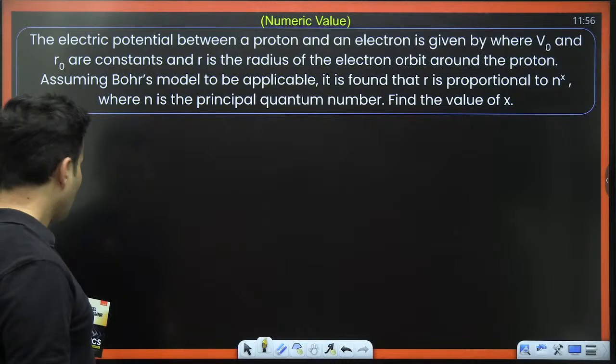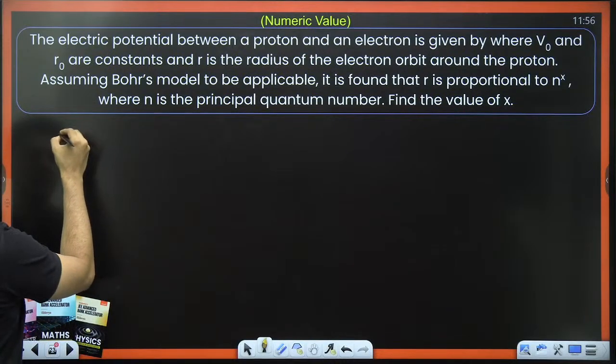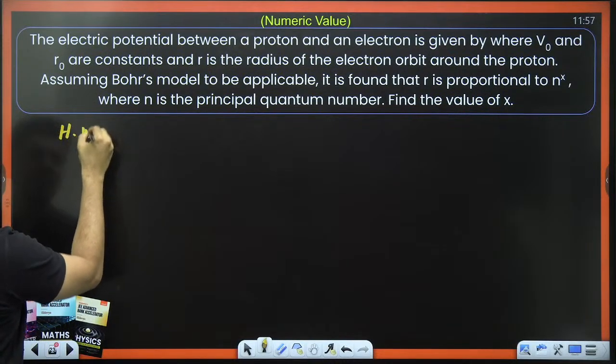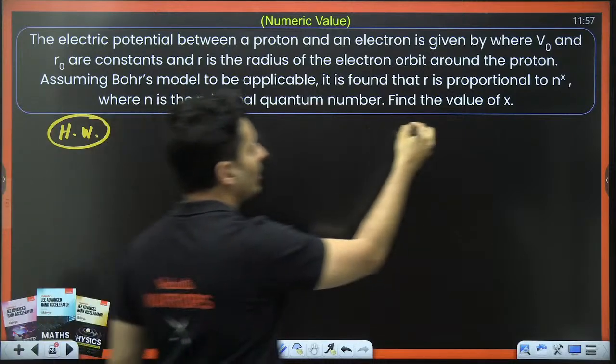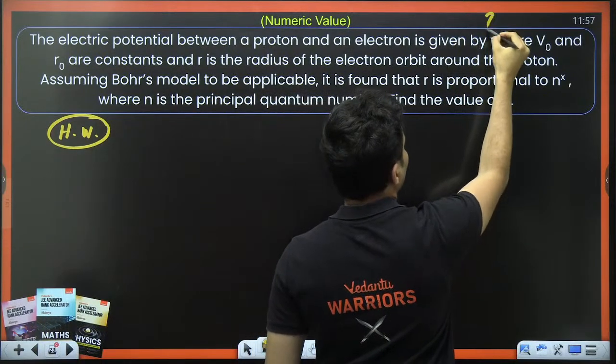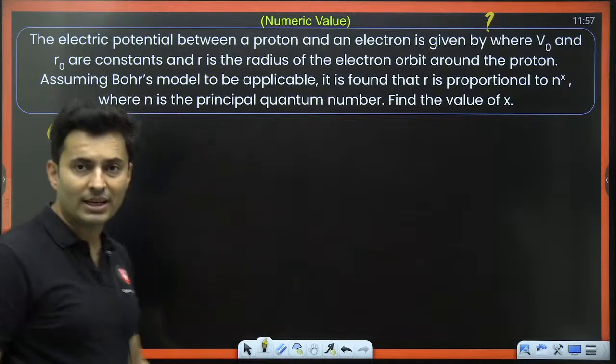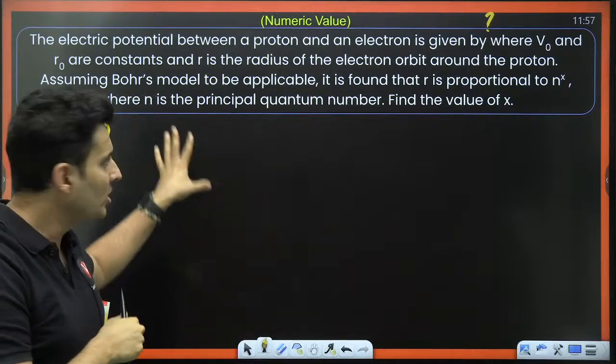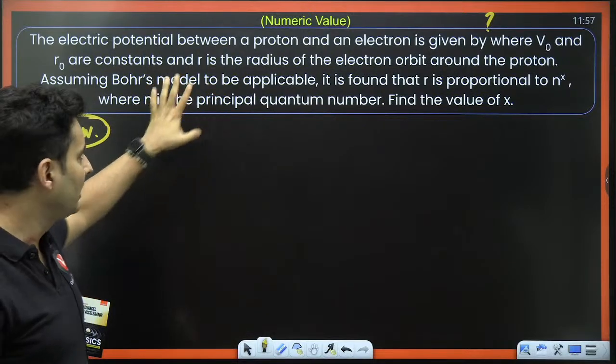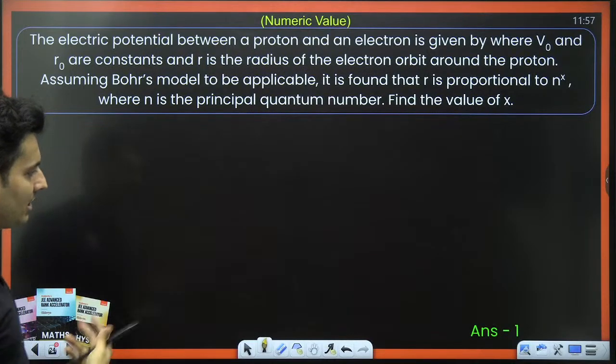Okay, I'll do one thing. I will put the correct version of the question and give it to you as homework. Something is missing over here. I'll post the correct question and I'll try to also paste the solution later on. For now, let's just skip it. The answer comes out to be 1.